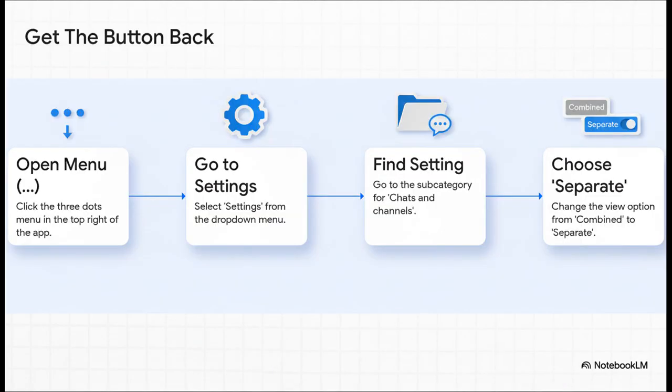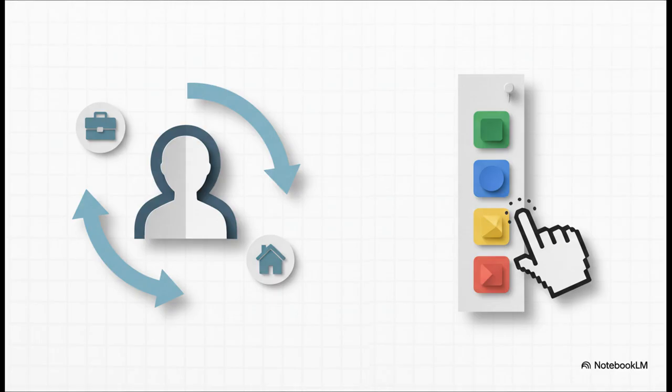All you have to do is click on that 3-dot menu up in the top right corner, go into your settings, and look for a section called Chats and Channels. From there, you can just switch the view from combined back to separate, and boom, your familiar Teams button will pop right back into the navigation bar on the side. Easy. And here are 2 final quick tips for you.